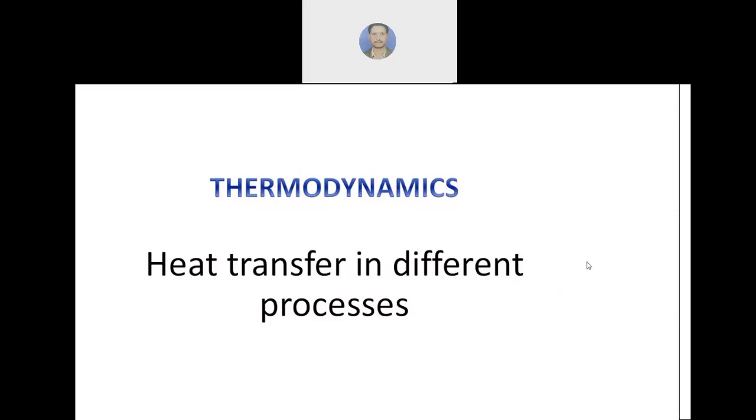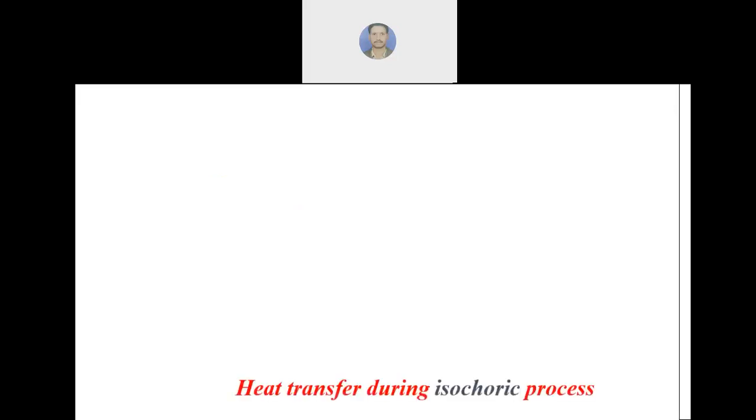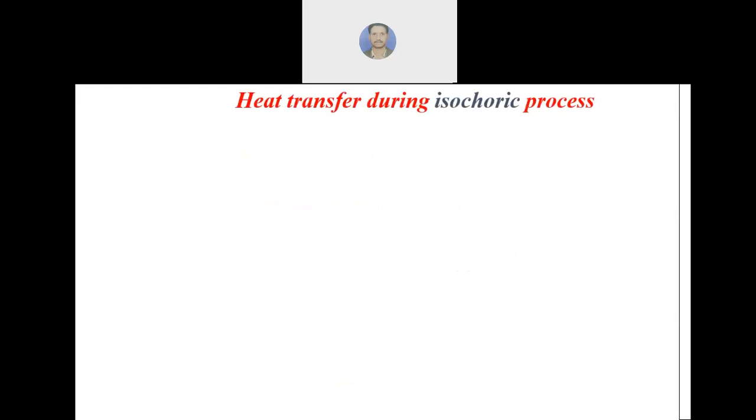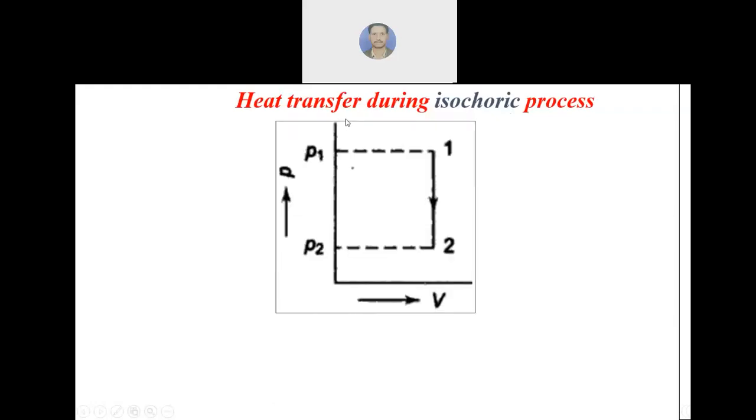So we will see how to calculate the heat transfer in such cases. Now, first we will see the isochoric process. What is an isochoric process? Iso means same. Choric is related to volume. So when volume is the same, or we can say volume is constant, for such a process, how to calculate the heat transfer? Let us see.